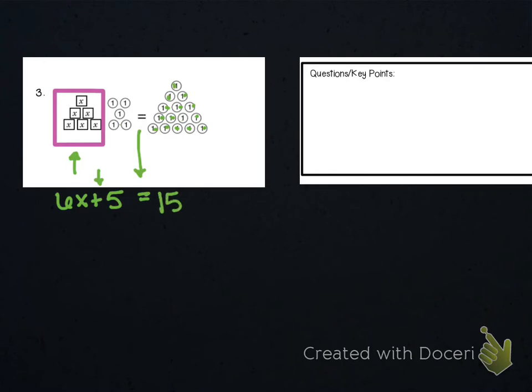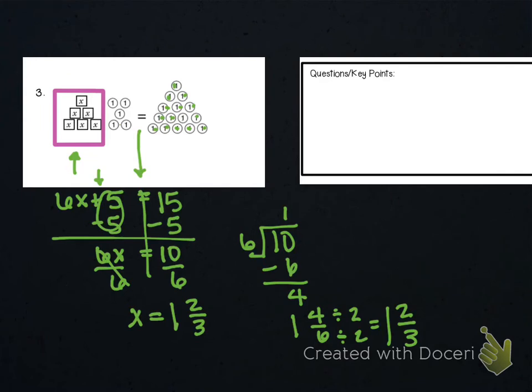And now I'm ready to solve. So I want you to press pause, solve it, and press play when you are finished. Okay, so you should have subtracted by 5 on each side. And then you should have divided by 6. We needed a mixed number, so you see my division over to the side. If you did not get that x equals 1 2/3, press pause again and check my work and see where you made your mistake. And then press play.